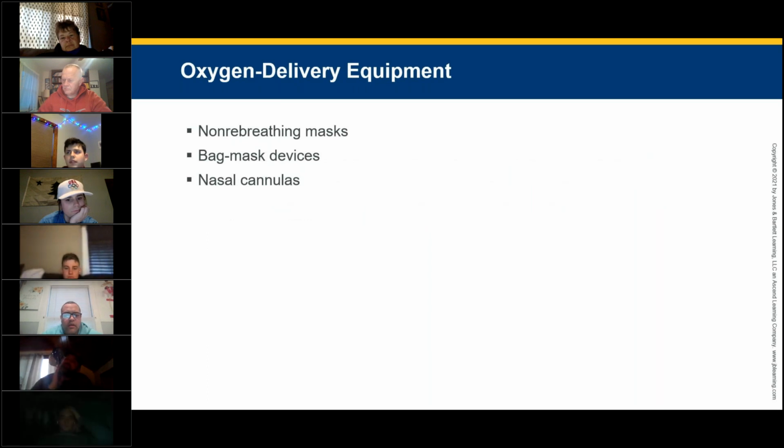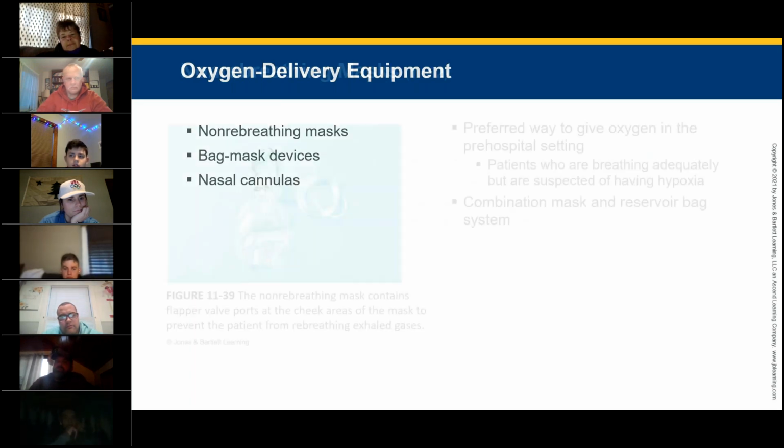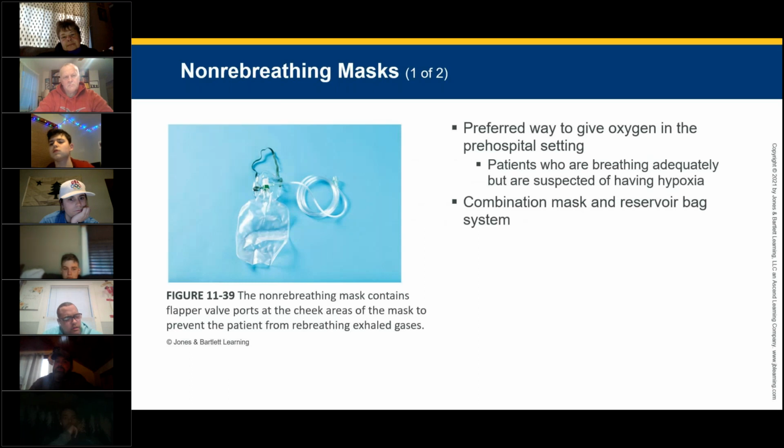Our oxygen delivery equipment: we have non-rebreathing masks, bag mask devices, and nasal cannulas. The non-rebreathing mask has a mask and a reservoir bag. Oxygen will fill the reservoir bag attached to the mask by a one-way valve. Exhaled gas will escape through the flapper valve ports at the cheek areas of the mask, and it prevents the patient from rebreathing their exhaled gases.